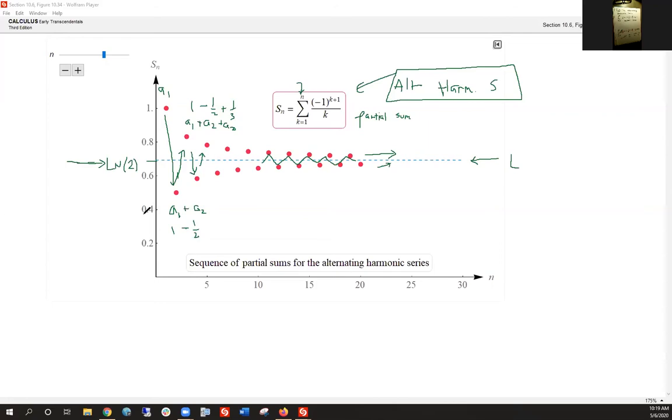But I would be happy to work through it with anyone after class if anybody's like, hey, I don't believe that this is ln of 2. Like, how can we work through that and see that for ourselves and get a feel for it? But this number is approaching the ln of 2, which is kind of cool. Like, why is it that the alternating harmonic series is approaching the ln of 2?